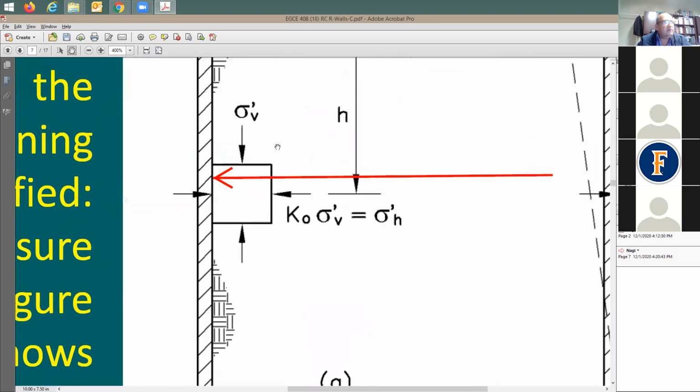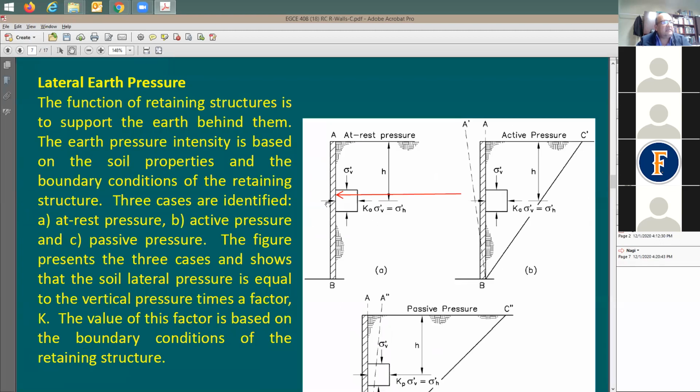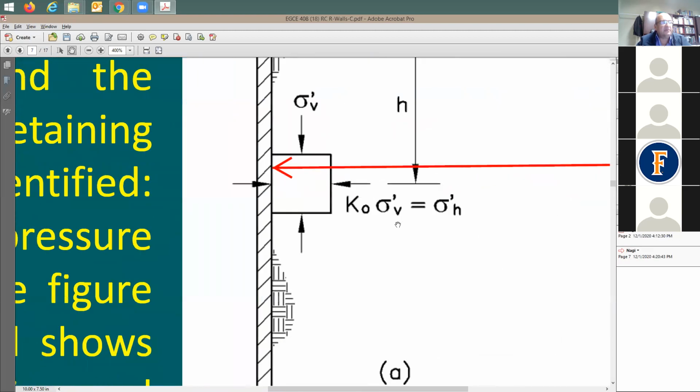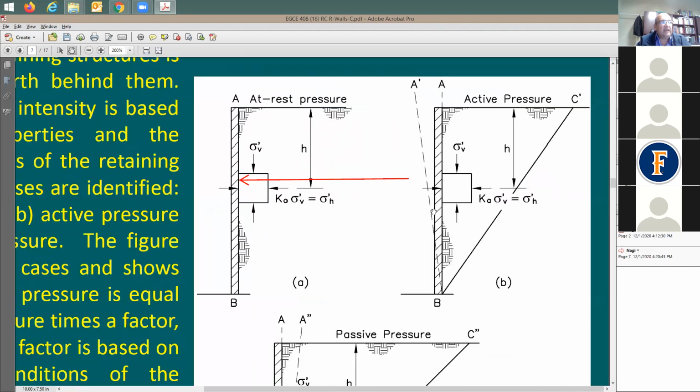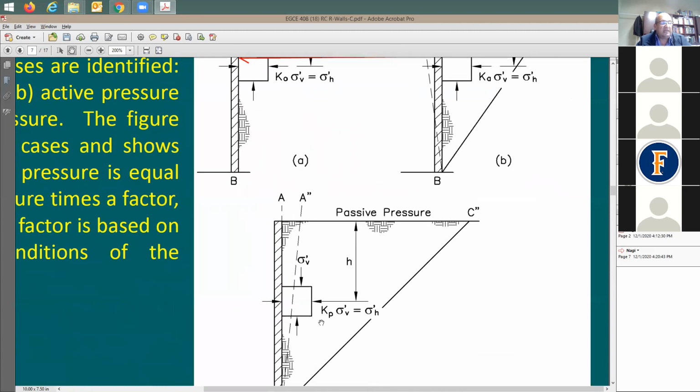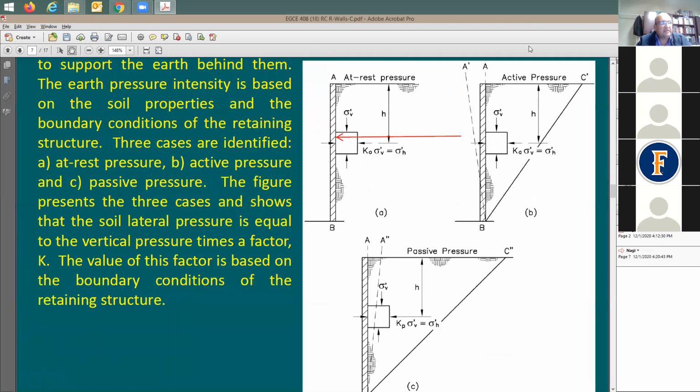Look at this equation. Sigma V prime multiplied by K sub zero is going to give you the horizontal pressure. But in this case, because we call this at rest, this factor is going to be K sub zero. When you have an active case, this is going to be the K factor, but it's going to be K active. And for passive, it's going to be K passive. So the vertical pressure in all of these cases is going to be the same. What's going to be different here is K zero, K active, and K passive.